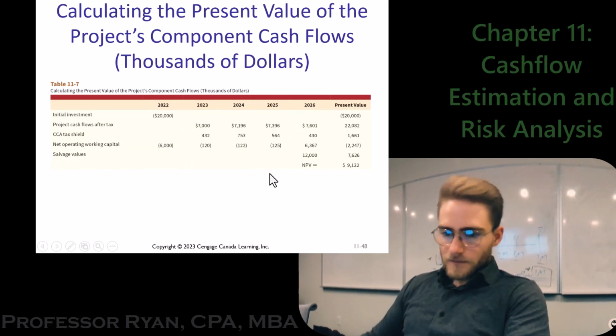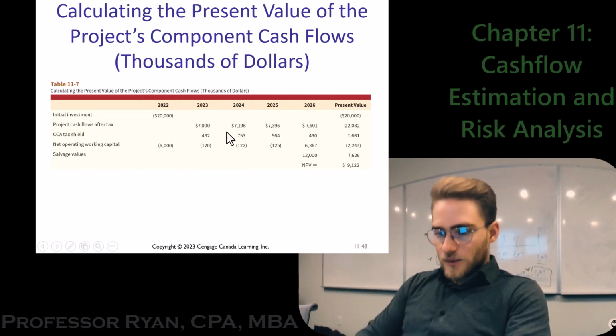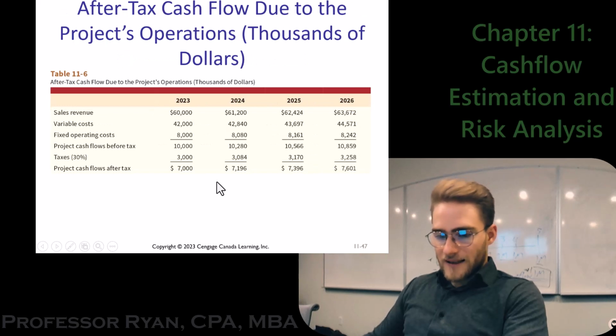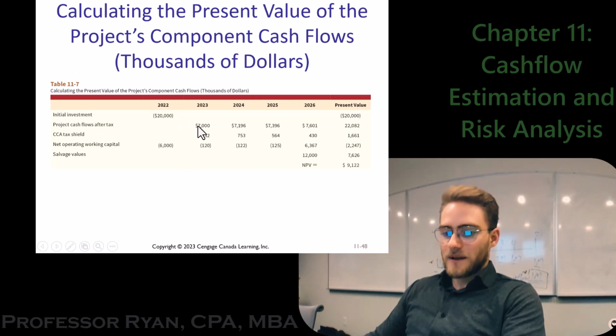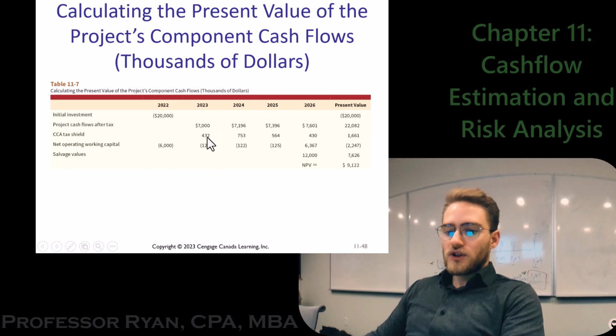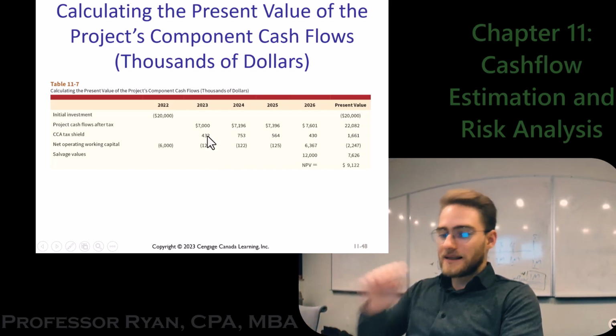But then what we would also do is we would take these project cash flows after tax, the 7,000, the 7,196, and all these, the 7,601. We would put those here, right? So we still have that same $20 million investment. We still have that bottom line, project cash flows after tax, right? But what we would do is we would basically add on the CCA tax shield.